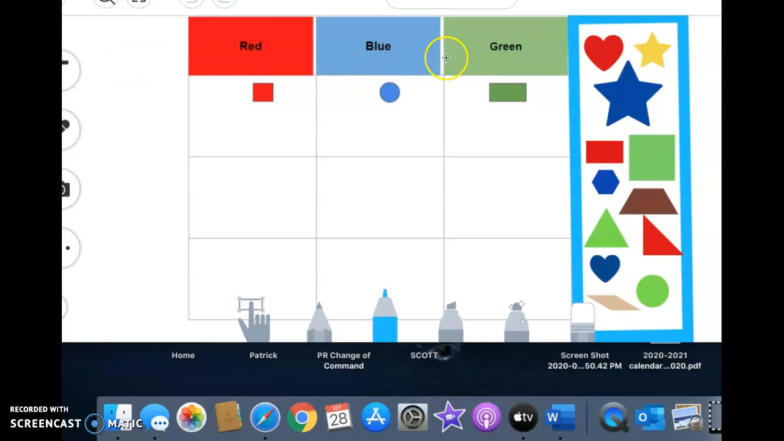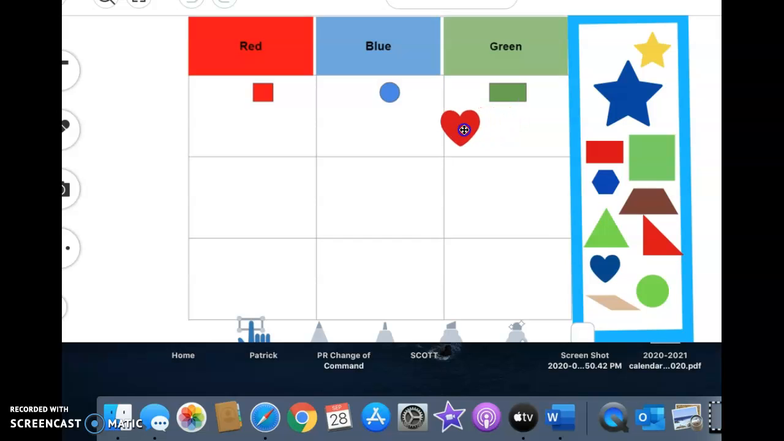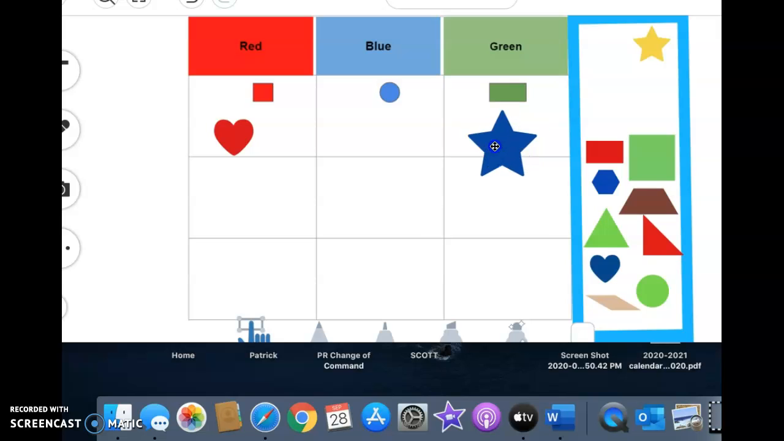Red, blue, green. The red heart goes, no, no, there. Yellow heart, star, where does that go? Here? No. Here? No. Here? No. Blue star, here.